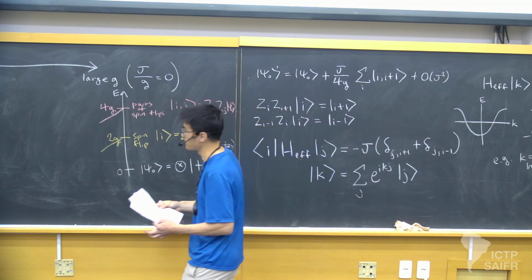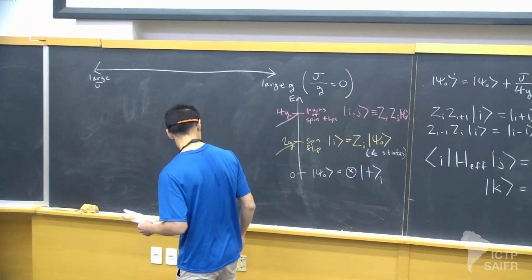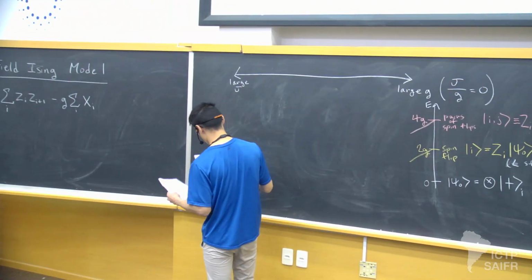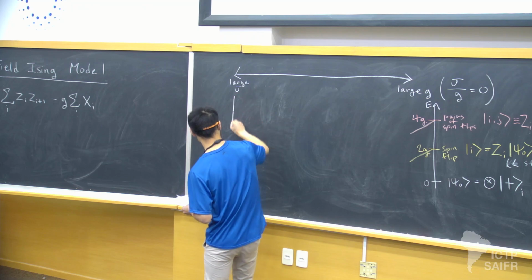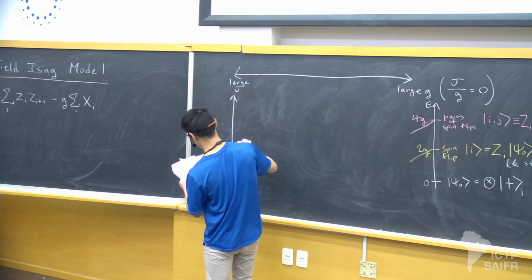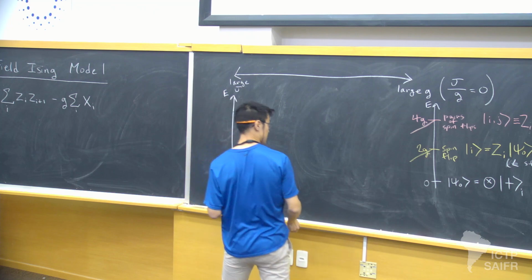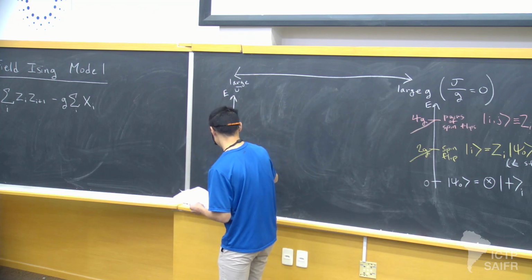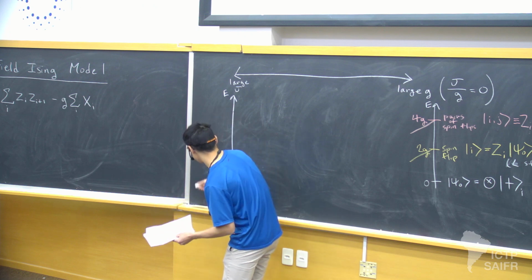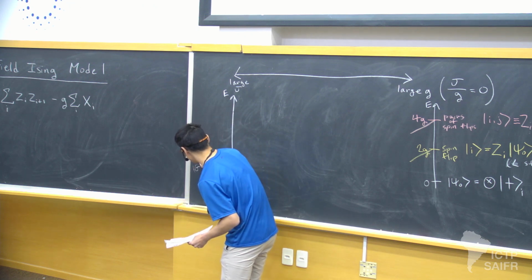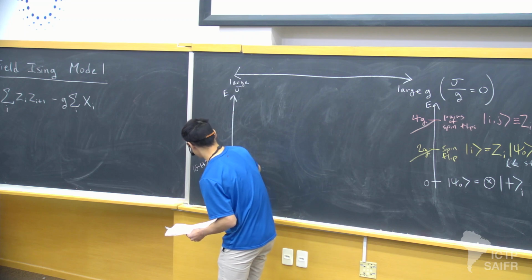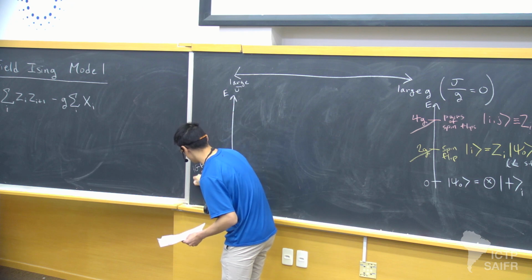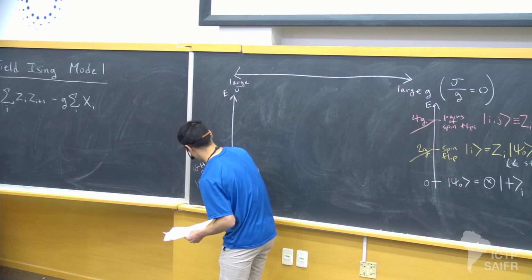Okay, so let's now see what happens on the large j side. So here, we can again draw an energy spectrum. Last time we showed that the ground states can be thought of as either the GHZ plus or minus states, or as the product states 0, 1.